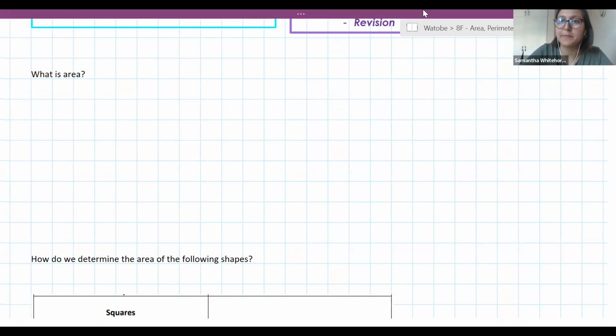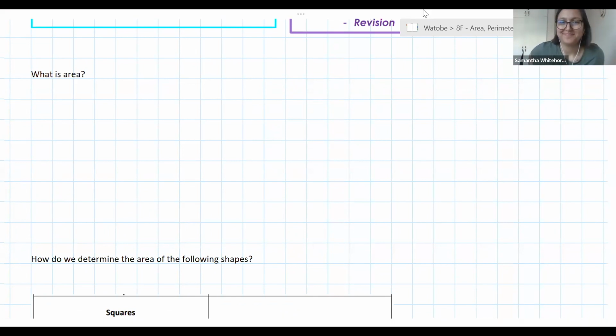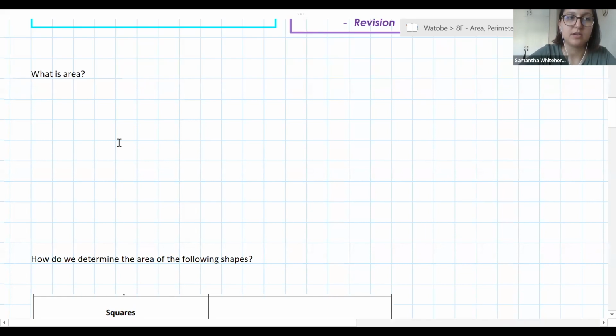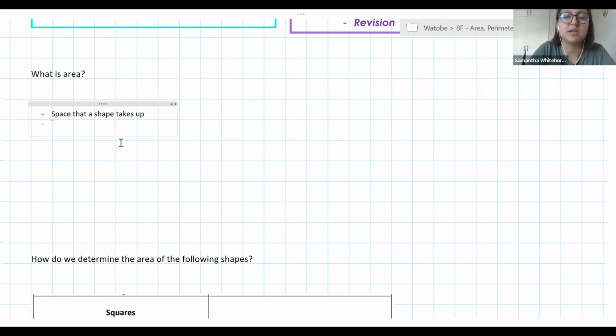Amahle, tell us. Hello, ma'am. Can you hear me? Yes. Okay. I think area is the inside of a shape. Yes. Okay, good. So area is basically the space that a shape occupies or takes up. It's easier for me to type than to try and write. So it's how much space is that shape taking up.